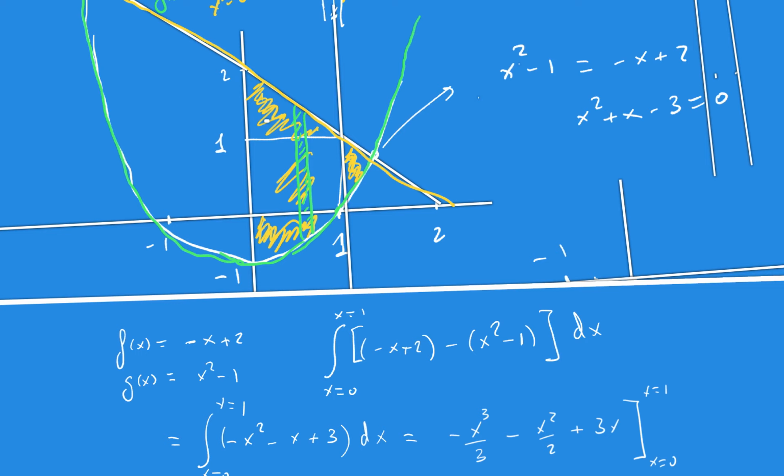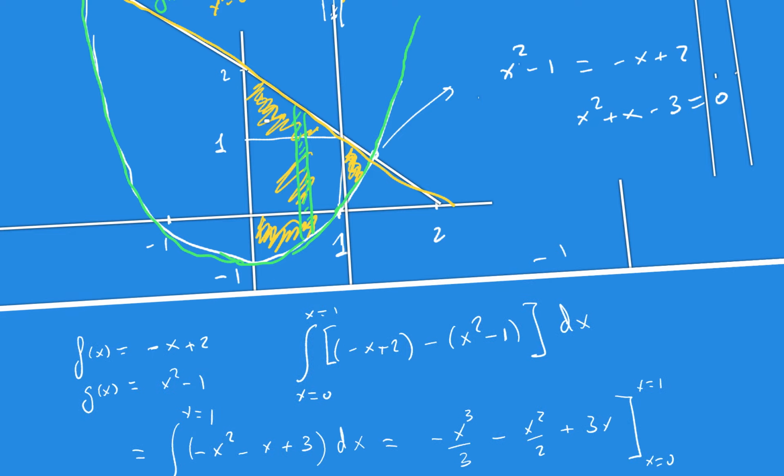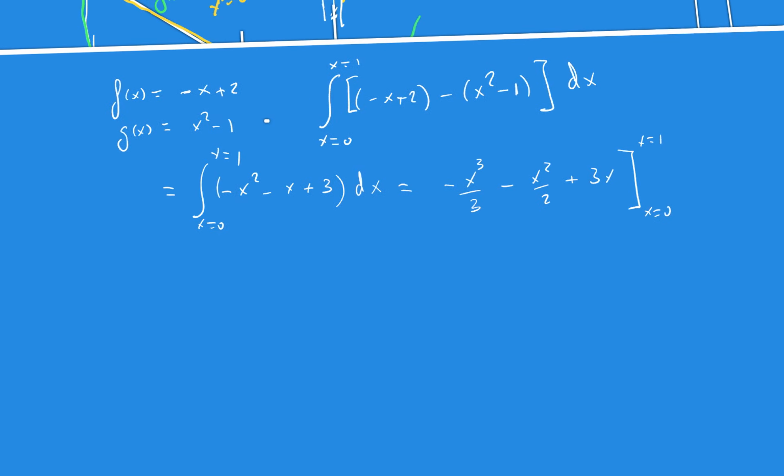The evaluation is easy because x equals 0 is a good limit of integration. Well, it will give you minus 1/3 minus 1/2 plus 3 by 1, minus 0. And this will be equal whatever you make the sum. And this is the area.